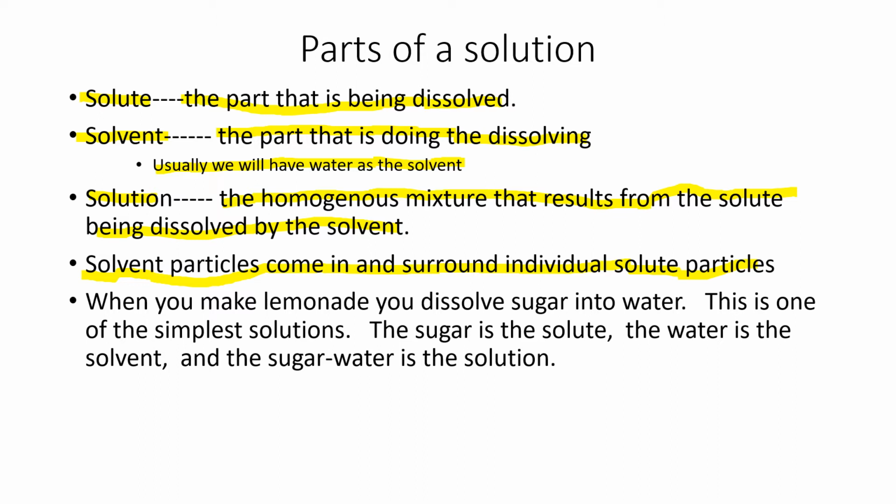The easiest way to think about a solution is to use one that you're very familiar with. When you make lemonade or Kool-Aid, you end up dissolving sugar into water. This ends up being one of the simplest solutions that we can think of. When we think about making the lemonade, dissolving the sugar in the water, the sugar is the thing that's being dissolved, so the sugar will be the solute. The water is the part that's doing the dissolving, so it's the solvent. And after it's dissolved, that sugar-water mixture we would call the solution. So we can think about it in relatively simple terms, using a solution that we're pretty familiar with.